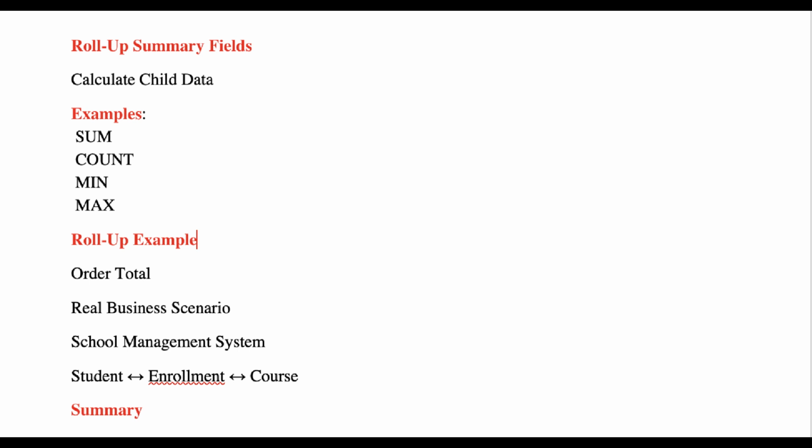Roll-up summary fields allow parent records to automatically calculate information from child records. This feature only works with master detail relationships. Suppose an order contains 3 items. Item 1 is equal to $100. Item 2 is equal to $50. Item 3 is equal to $25. A roll-up summary field can automatically calculate the total amount as $175. No coding required. In a real Salesforce application, relationships allow us to build powerful systems. For example, students enroll in courses, courses are taught by teachers, and reports can summarize all related information.